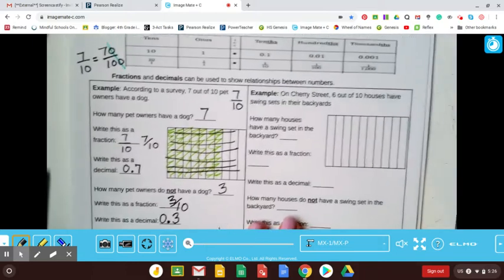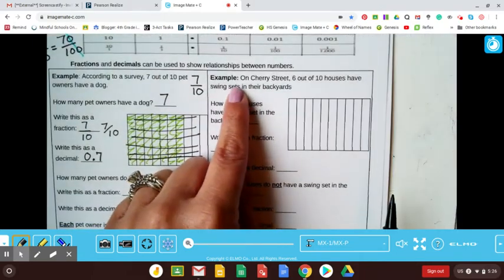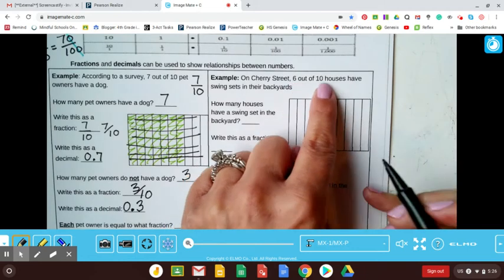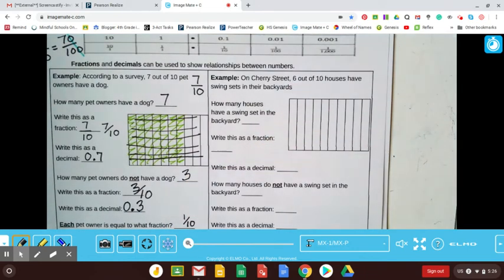All right, let's take a look at Cherry Street. On Cherry Street, 6 out of 10 houses have swing sets in their backyards. How nice for those little kids.